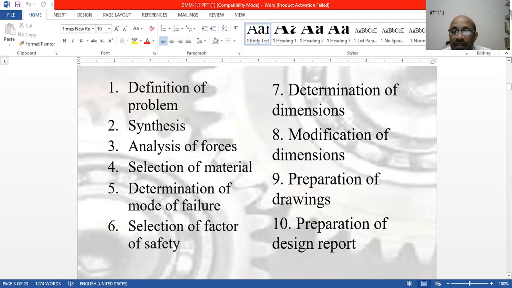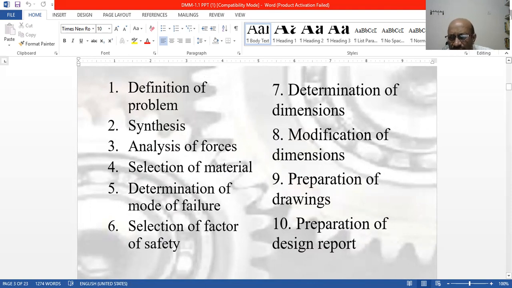Another thing is determination of dimensions. What is the determination of dimensions? Suppose we take a connecting rod: length, height, what is the diameter? What is the big end bearing material? What is the small end bearing diameter? How many pins we are going to use to connect the two half-round bearings? All these things we have to determine as dimensions. Another one is modification of dimensions.